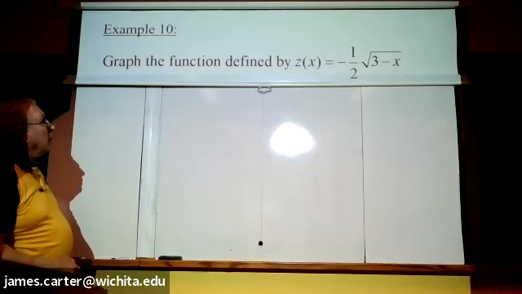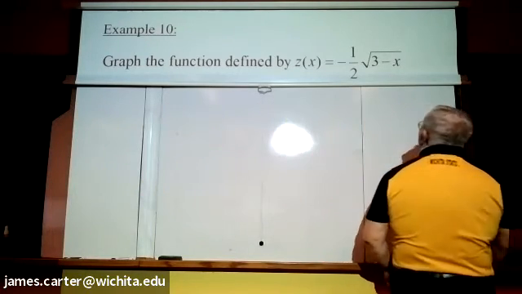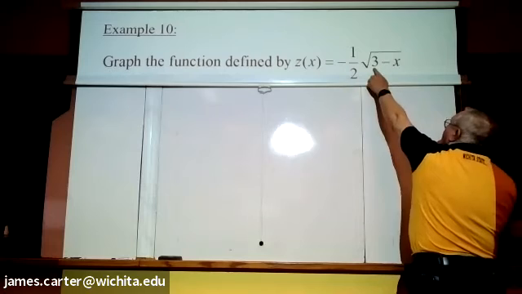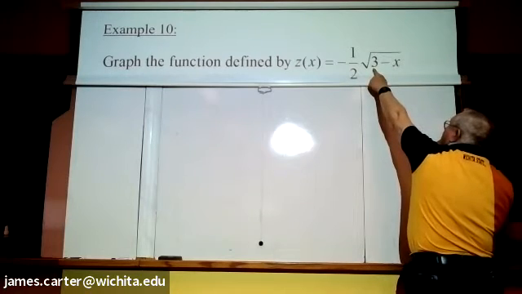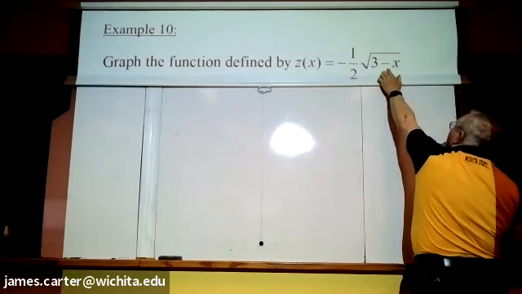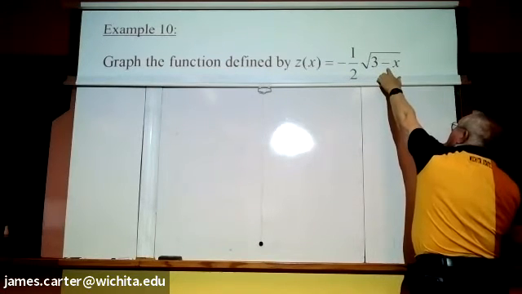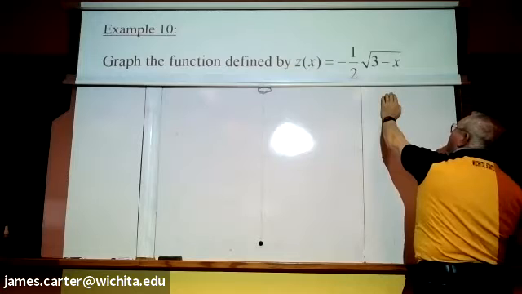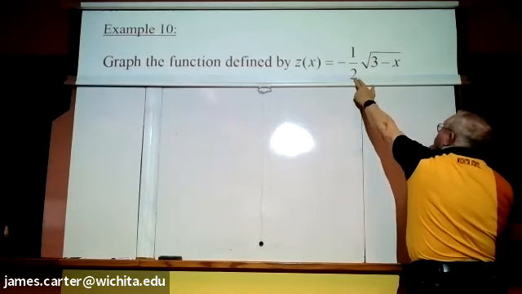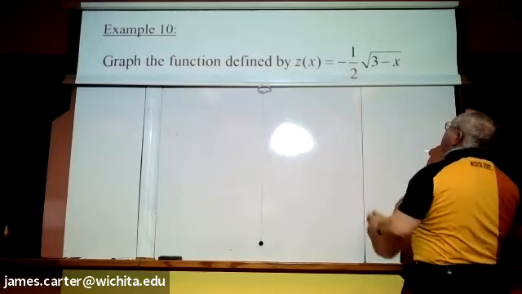What about this one? We're going to move it 3 left because that's a positive 3. We're going to flip it across the y-axis, that negative sign will. Then we're going to shrink it. Then we're going to flip it across the x-axis.